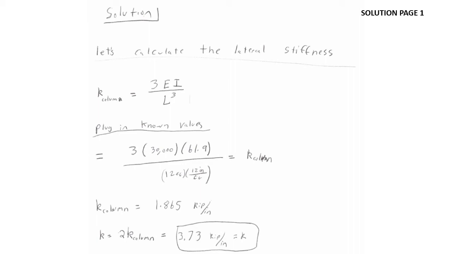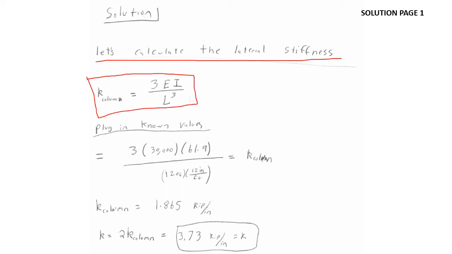So now with all that information, and the fact that we have our setup page ready to go and reference back to, we can begin our solution. On solution page 1, the first thing we want to do is calculate the lateral stiffness. We can use the equation we wrote in our key equations: K of the column is equal to 3EI over L cubed, where we can then plug in our known values.